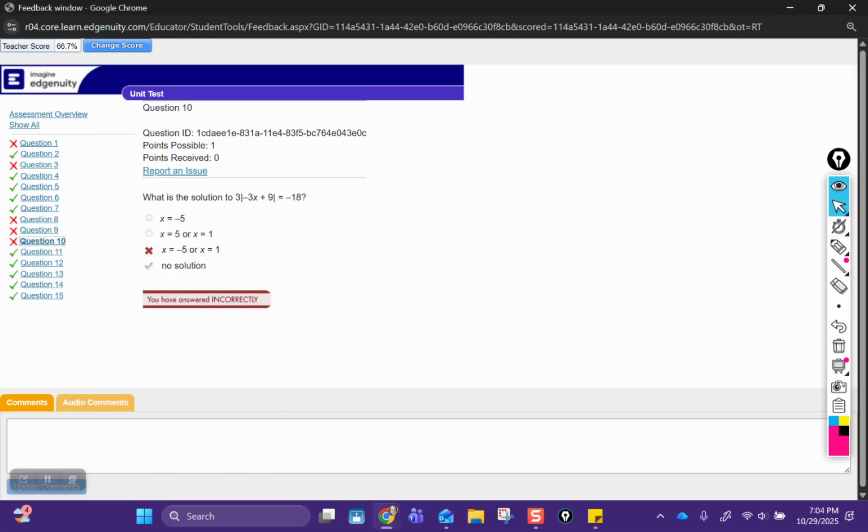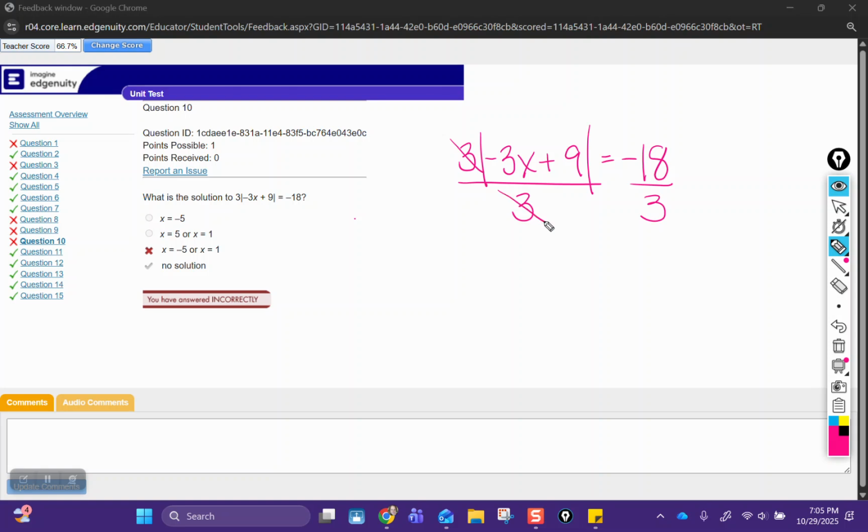The last one asks for the solution to the absolute value equation. So when we have absolute value equations, the first thing that we have to do is get the absolute value bars all by themselves. I don't care what's inside, but I've got to get rid of anything on the outside. And here we have a 3 that's being multiplied by that absolute value part of this equation. So I am going to divide both sides by 3. That's the opposite of multiplying, so we're going to get rid of that. I'm going to bring down those absolute value bars, and all that's inside. And on the right-hand side, negative 18 divided by 3 is negative 6.